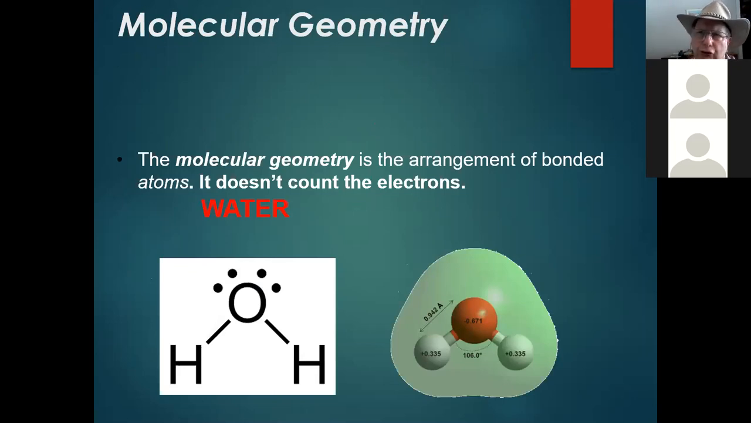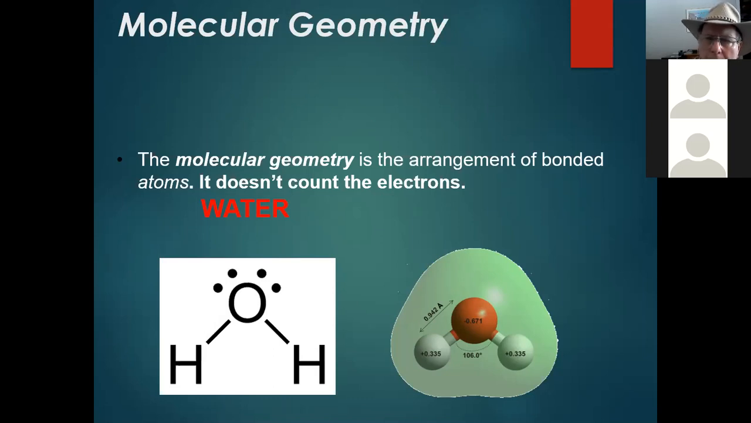Now, the molecular geometry is going to be what the atoms look like. It doesn't count the electrons. So if I'm looking at water, I don't count this, I don't count this. All I see is the hydrogen going to the oxygen, going back to the hydrogen. I have a bent molecule.